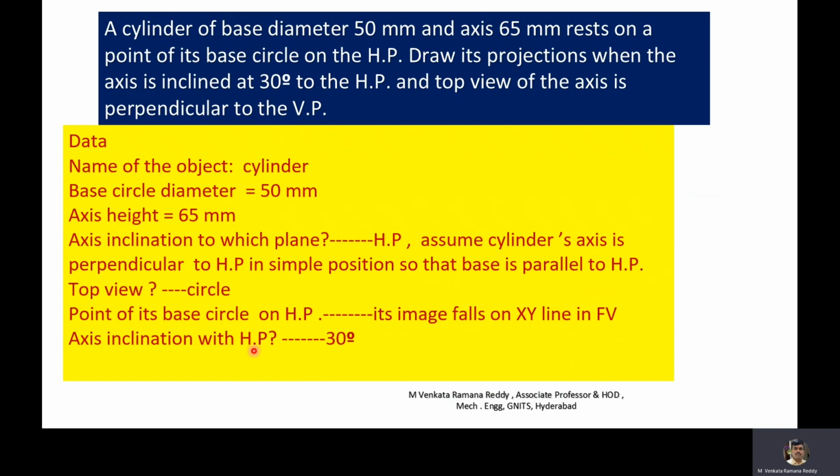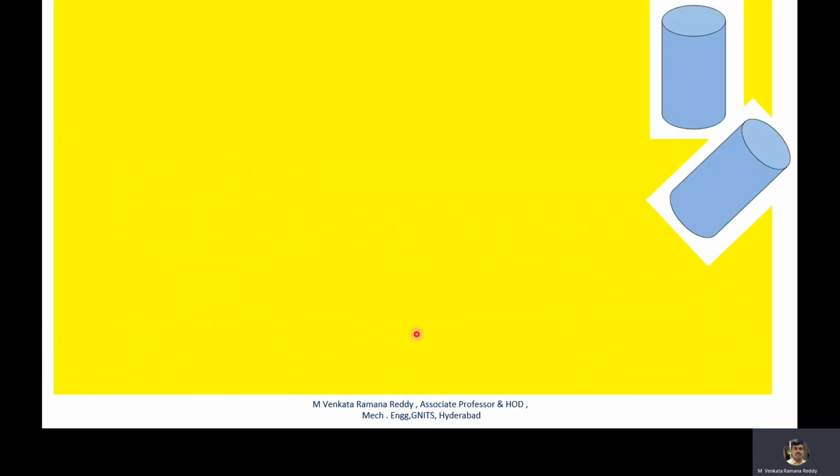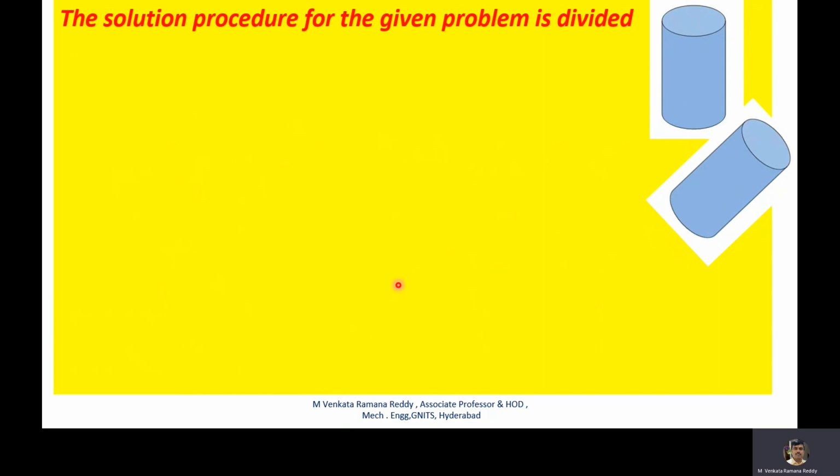Then the axis is inclined to which plane? HP, with how much inclination? 30 degrees, and the top view of the axis is perpendicular to VP. This is the final condition. The solution procedure for the given problem is divided into three stages: stage 1, stage 2, stage 3.